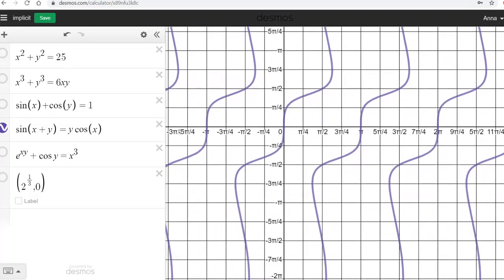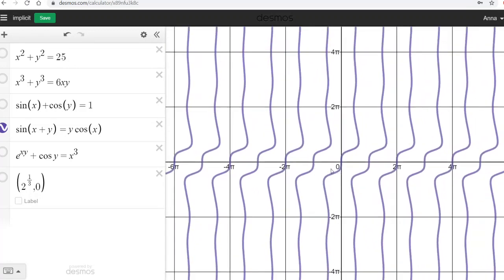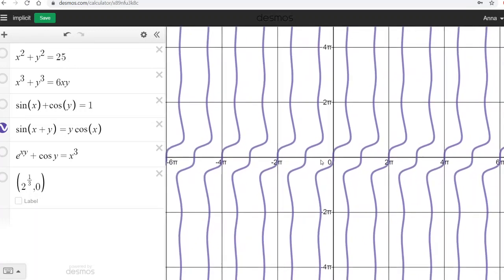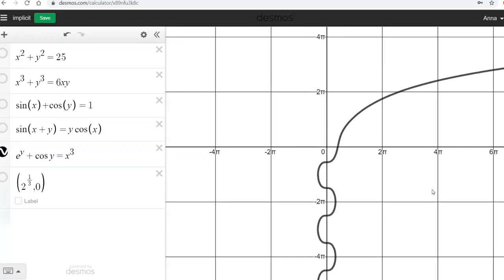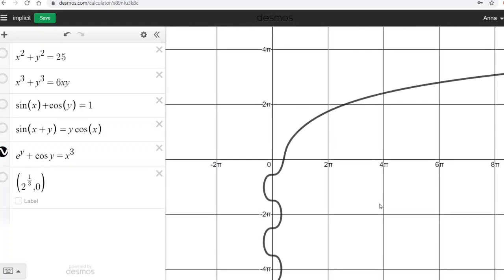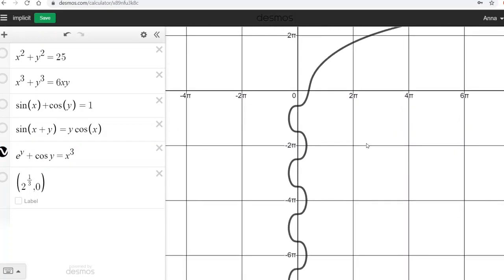Okay, so next one is sine of x plus y is equal to y times cosine of x. So this one's kind of interesting. We've got these kind of repeating waves. Next one is e to the y plus cosine of y is equal to x cubed. I think this one is particularly interesting.